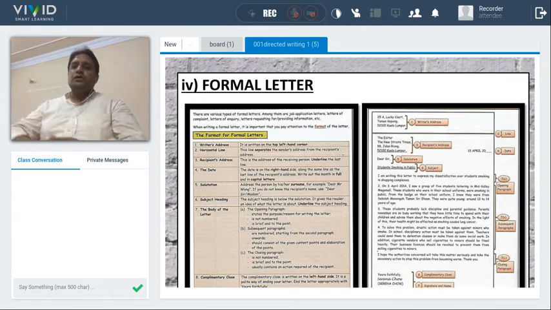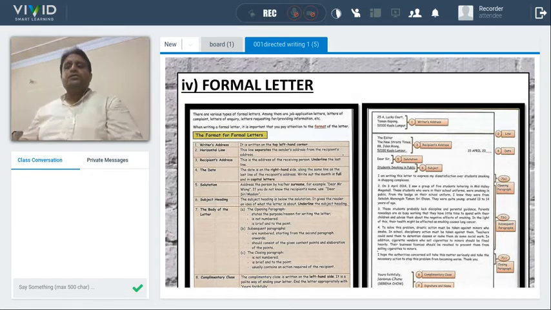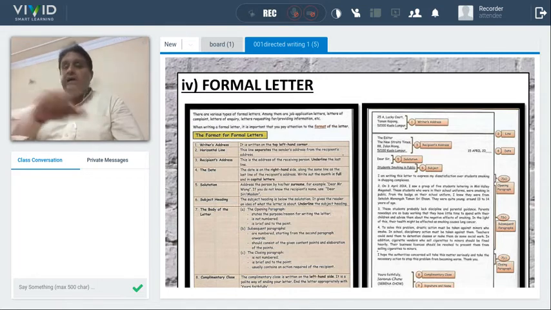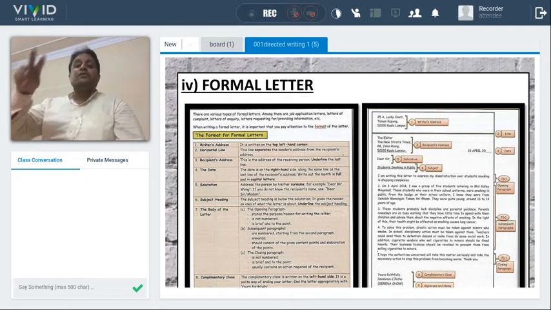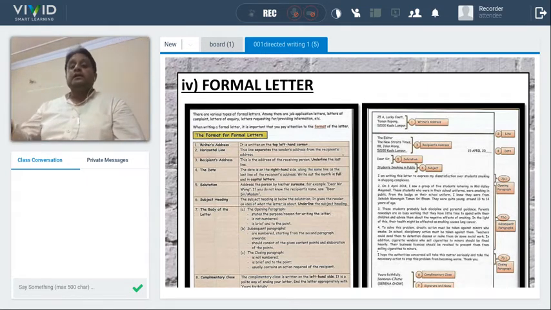Now, coming back to the organizational pattern of the body of the letter, as I told you before, 5 paragraphs must be there. The first paragraph is composed of the purpose and situation. The second paragraph is the development of the first content point into detail. The third paragraph will be the development of the second content point into detail. The fourth paragraph will be the development of the third content point into detail. We are done with the 4 paragraphs.